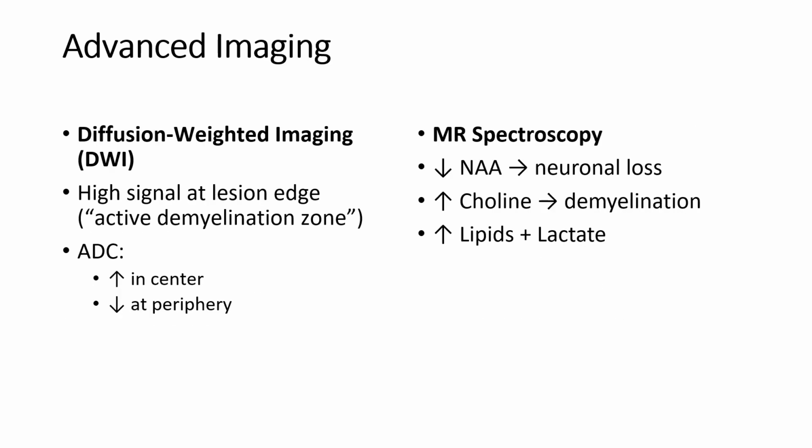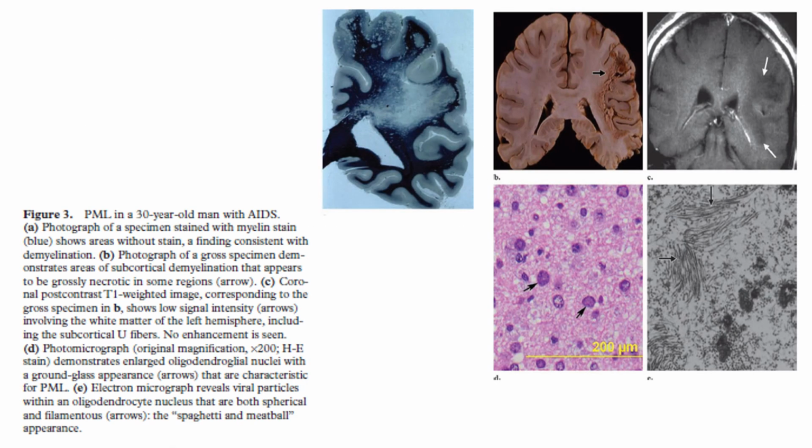Advanced imaging, diffusion weighted imaging, high signal intensity is present at the lesion edge, representing an active demyelination zone. ADC sequences will show increased intensity at the center and reduced intensity at the periphery. Spectroscopy will show reduced NAA suggestive of neuronal loss and increased choline suggestive of demyelination, and increased lipid and lactate also. Here we can see PML in a 30-year-old man with AIDS.